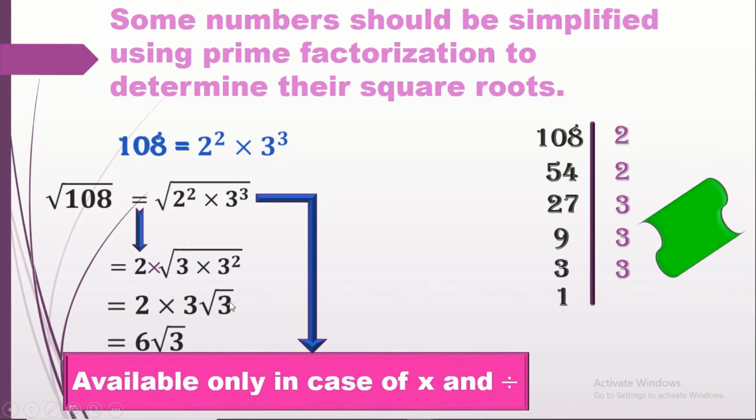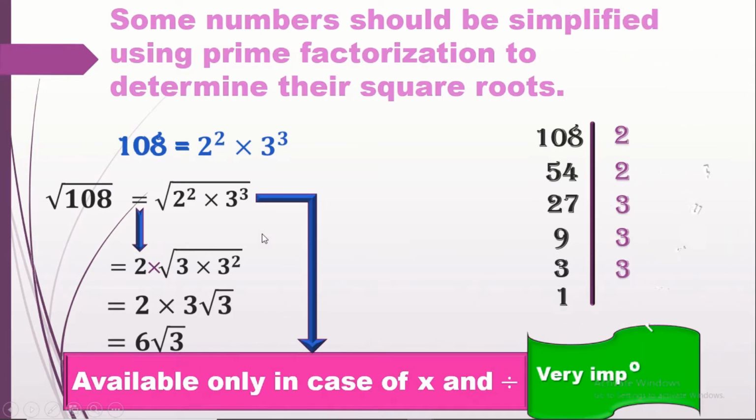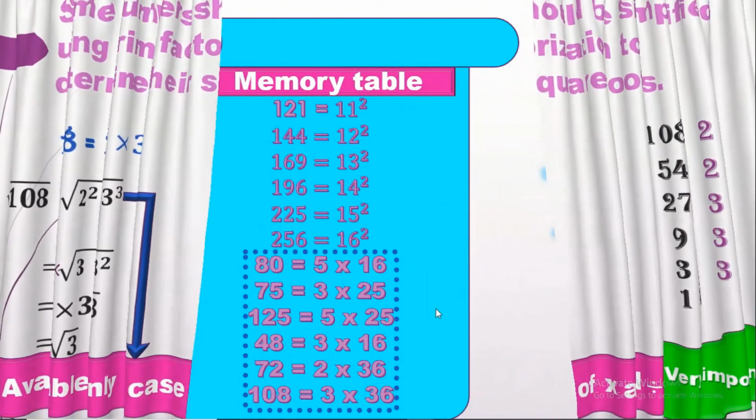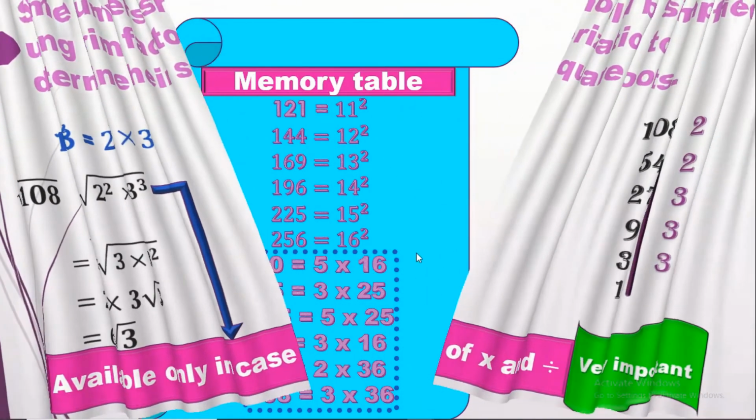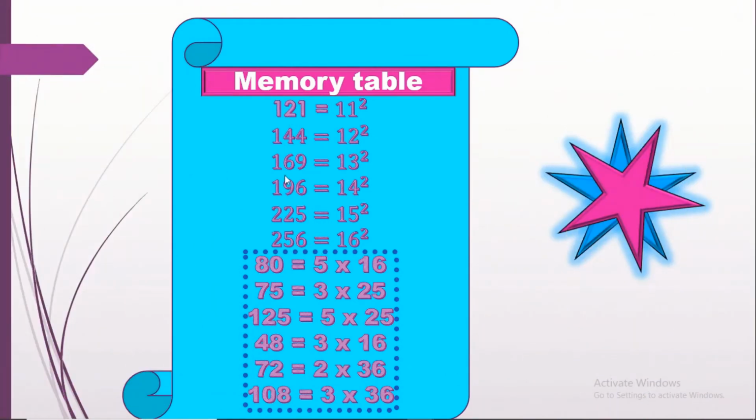Note something which is very important. If we have a plus or minus, we cannot solve in this way. We cannot get 2 outside the radical, nor 3. This case is only available when we have times or divided by. This is very important. Some numbers we can write without simplifying. For example, 121 is 11 squared, 144 is 12 squared, 169 is 13 squared. We can memorize all of these numbers.